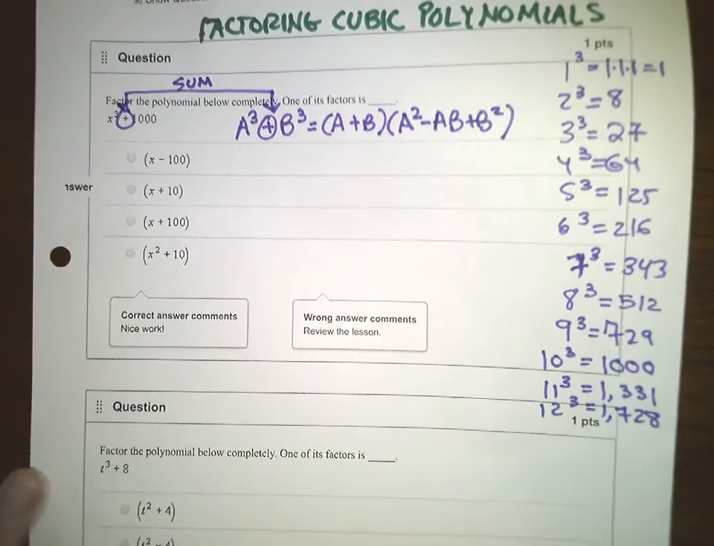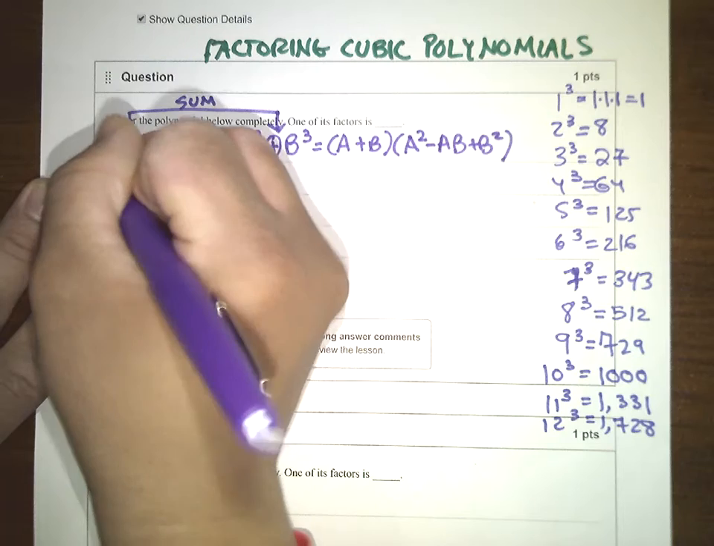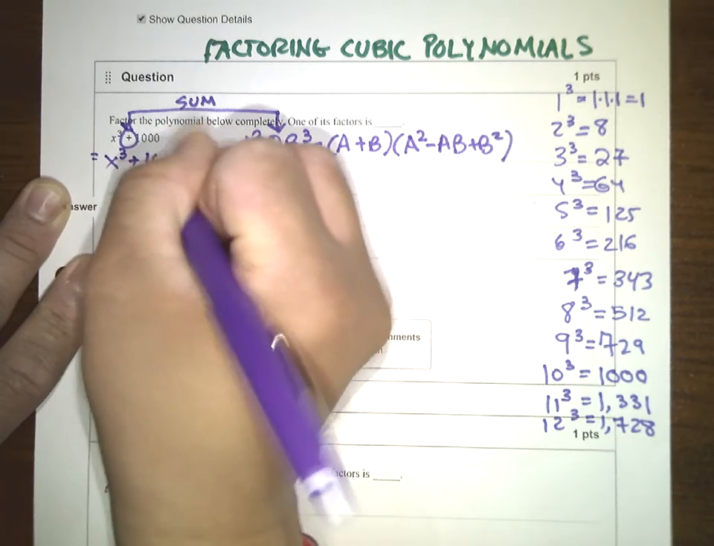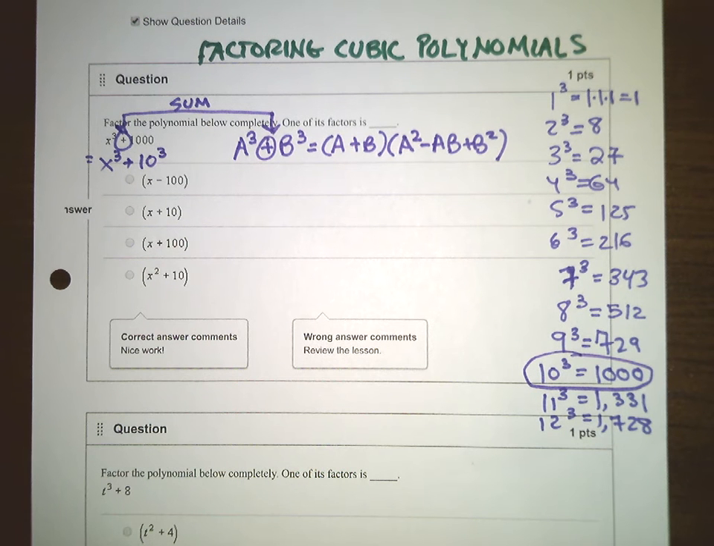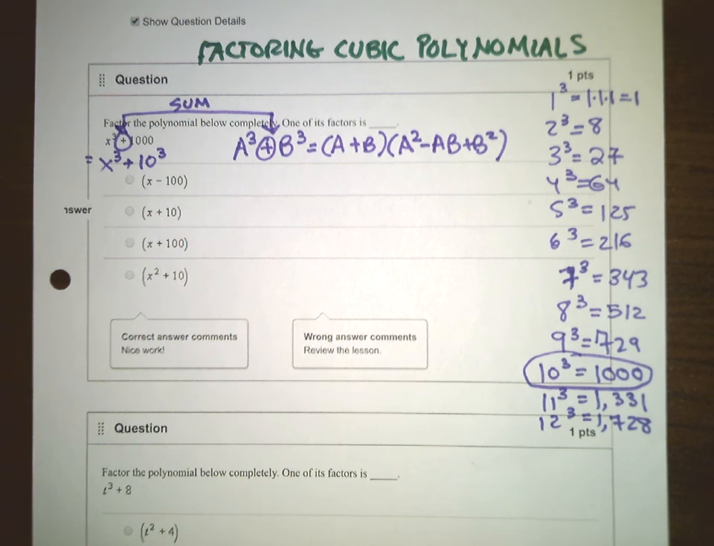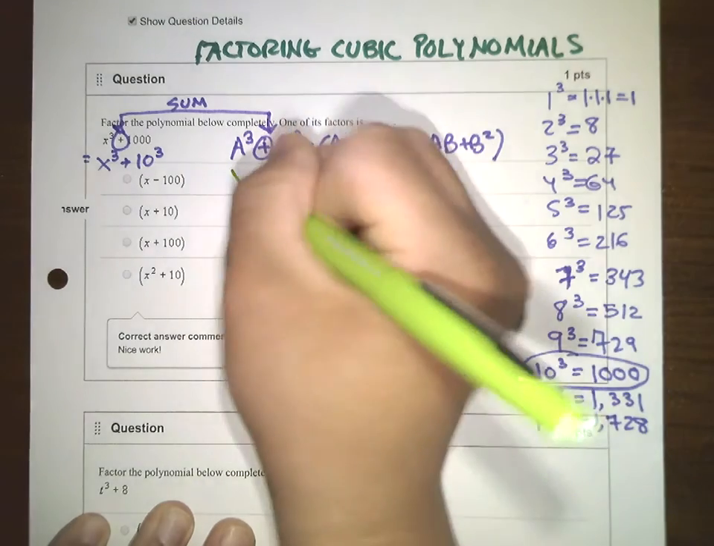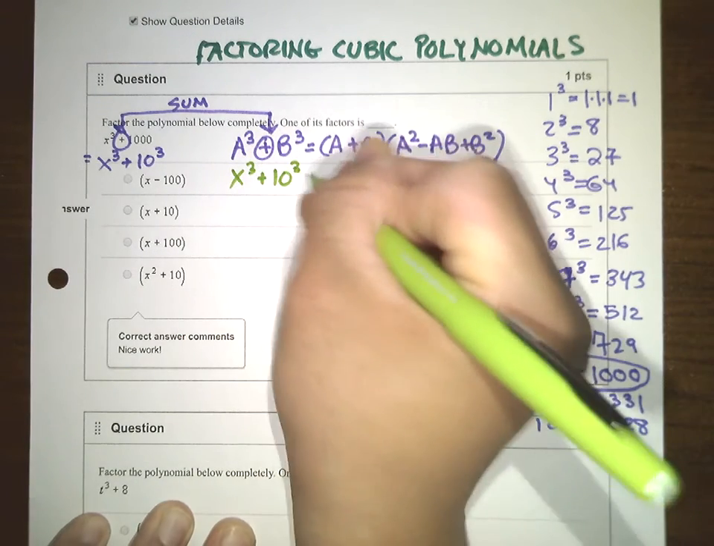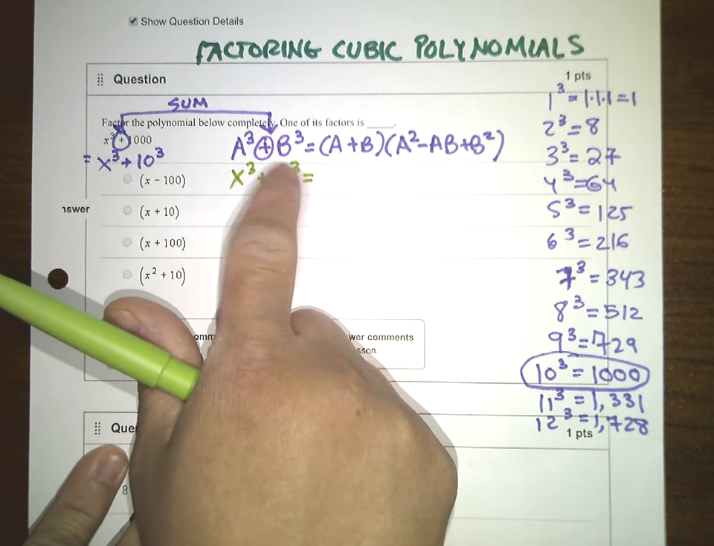And then what I will notice is that x cubed plus 1,000 is actually x cubed plus 10 cubed, because 1,000 was 10 to the third power, 10 cubed. So now I'm just going to use this formula to factor x cubed plus 1,000. All right, so this is not too difficult, hopefully. So we have x cubed plus 10 cubed. So I'm just using x's and 10s instead of a's and b's.